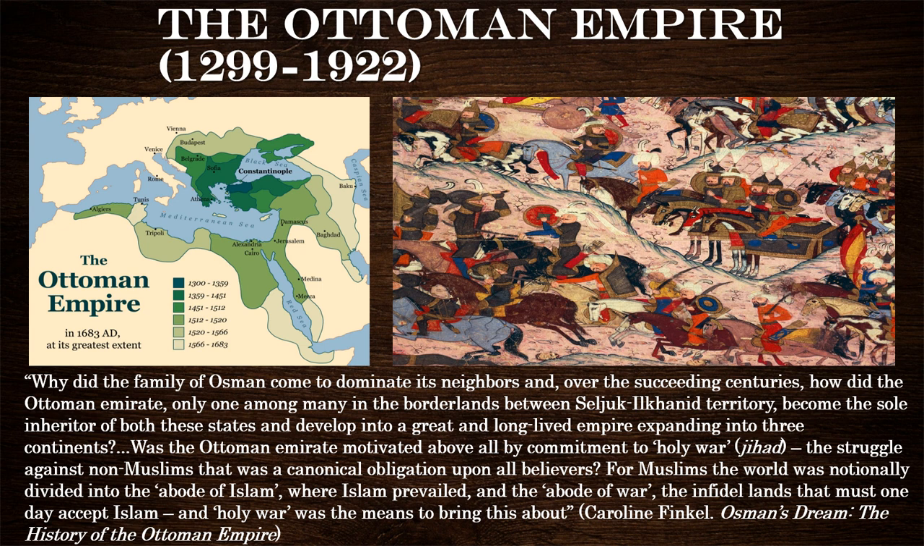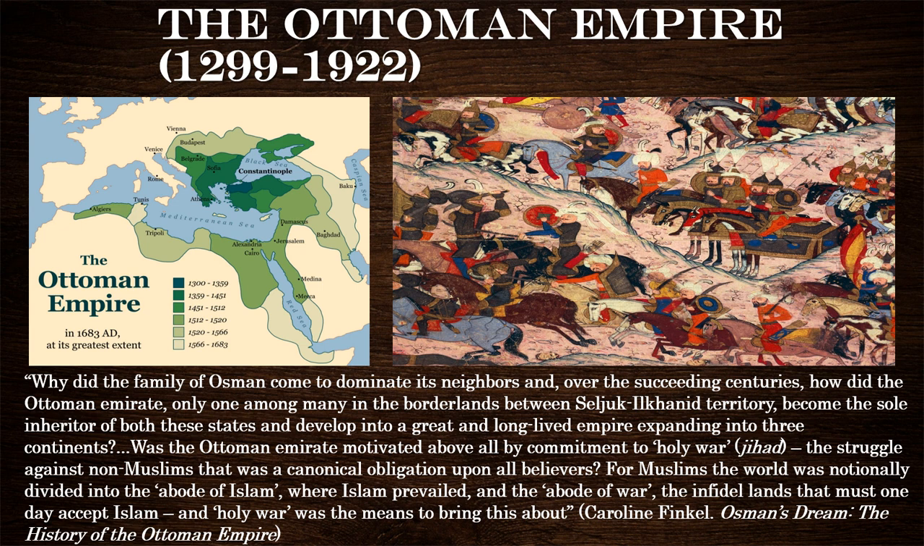And over the succeeding centuries, how did the Ottoman Emirate, only one among many in the borderlands between Seljuk and Ilkhanid territory, become the sole inheritor of both these states and develop into a great and long-lived empire expanding into three continents? Was the Ottoman Emirate motivated above all by commitment to holy war, jihad, the struggle against non-Muslims that was a canonical obligation upon all believers?